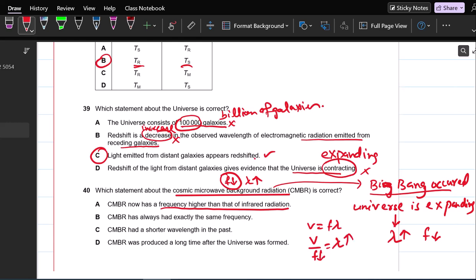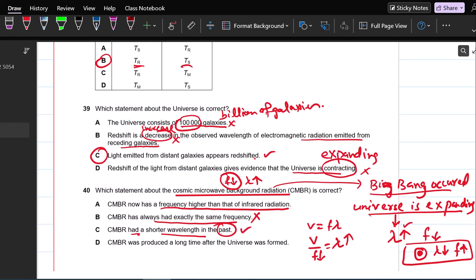CMBR always had exactly the same frequency. No, CMB had a shorter wavelength in the past. In the past, the universe started from a point. At that time, wavelength was smaller, frequency was greater. And as the universe is expanding, wavelength is increasing. This is right. CMBR was produced a long time after the universe was formed. No, it was formed at the same time due to the reaction. So C is right here.